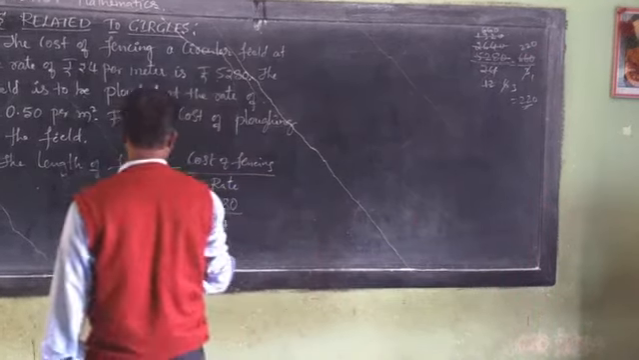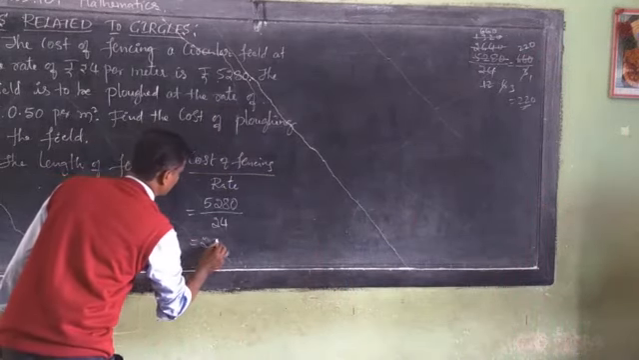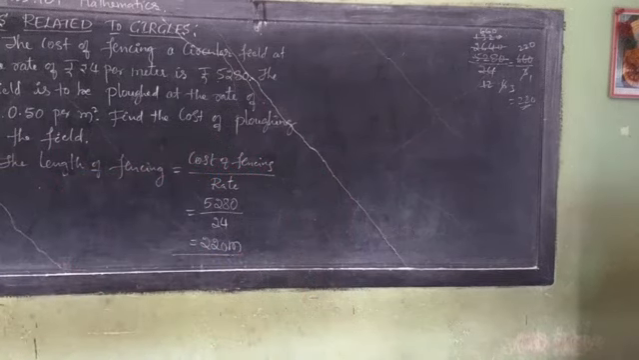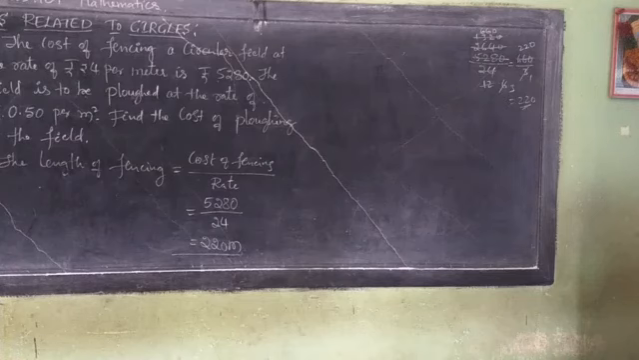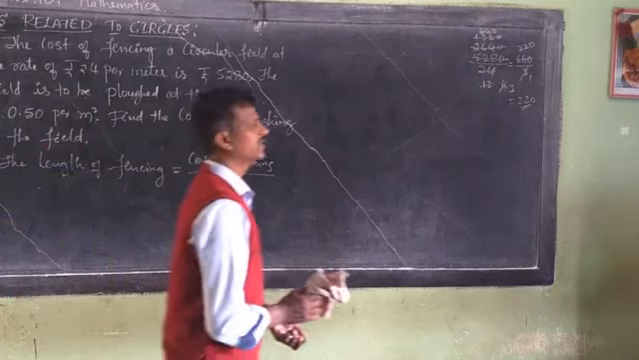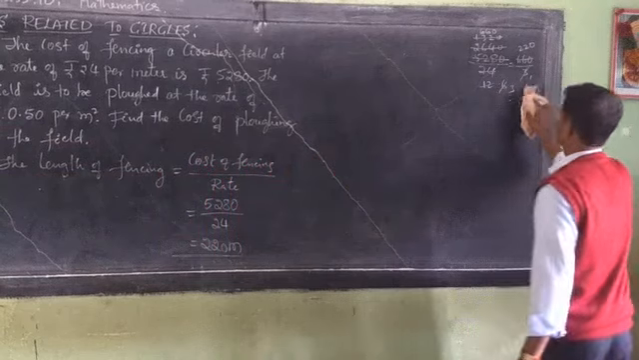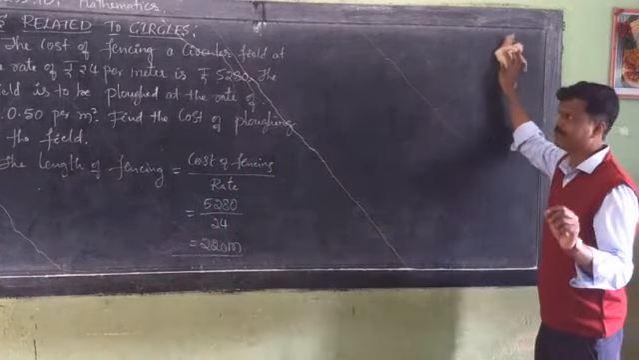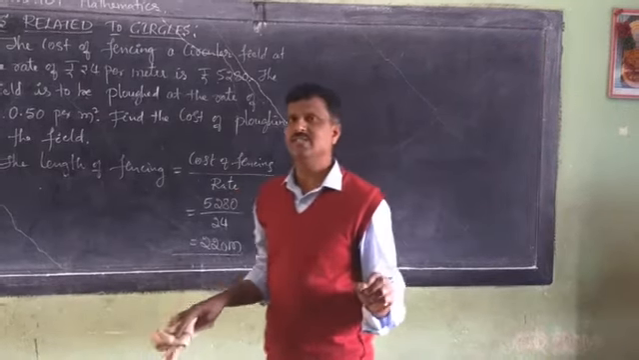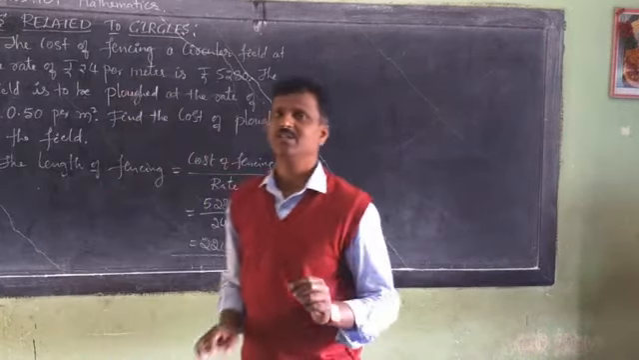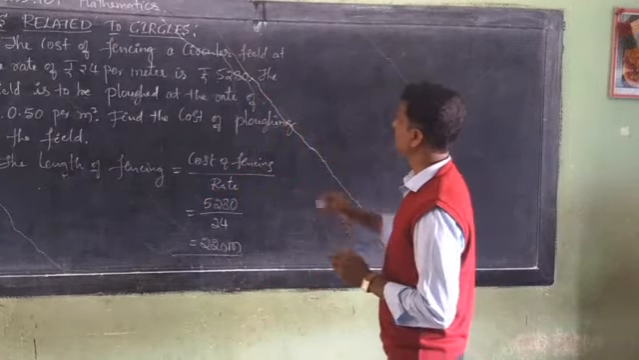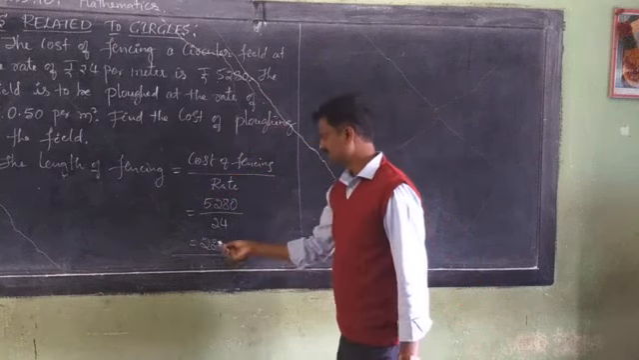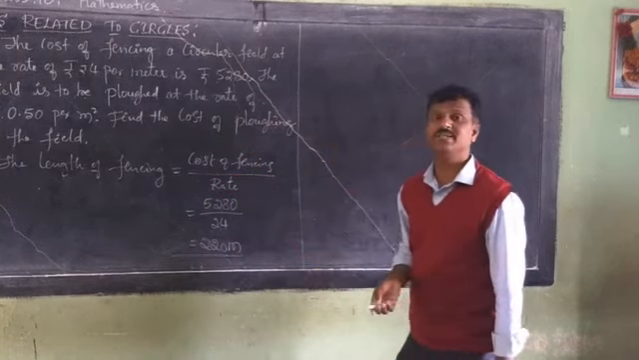The length of fencing is 220 meters. The length of fencing means the circumference of the circle, because the field is in the circular shape. Therefore, the length of fencing is equal to the circumference of the circle. Therefore, the circumference is equal to 220 meters.